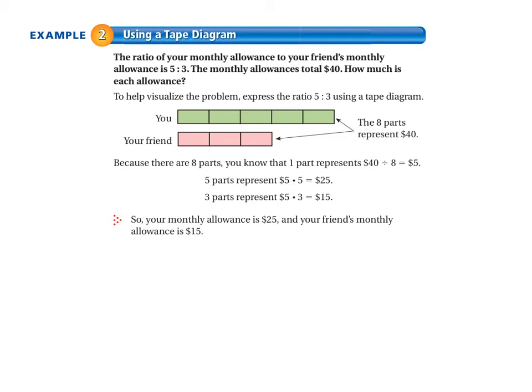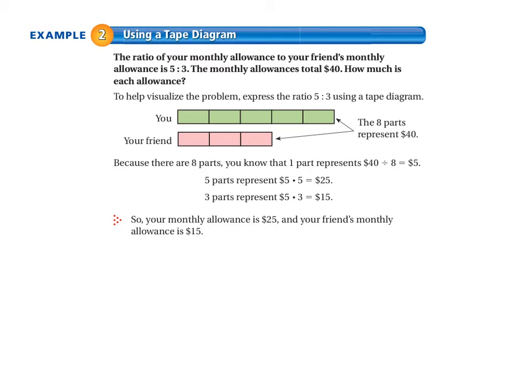Tape diagrams are kind of like a bar graph. You guys will pick up on them pretty quick. Ratios with tape diagrams basically are showing you the different lengths of these horizontally as opposed to vertically with a bar graph. So it says the ratio of your monthly allowance to your friend's monthly allowance is 5 to 3. The monthly allowance total is $40.